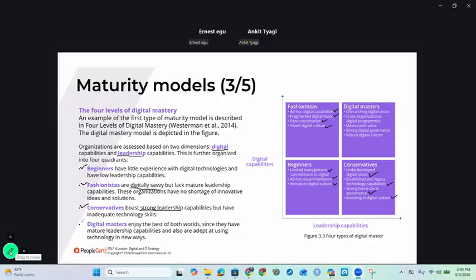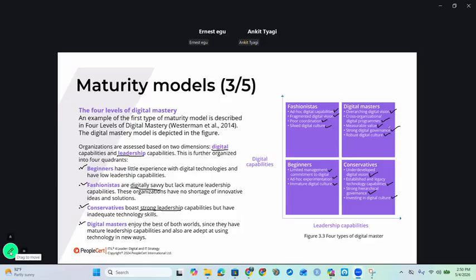Then there are digital masters. Digital masters are the ones that enjoy the best of both worlds, since they have the mature leadership capabilities and are also adept at using technology in new ways. The characteristics of such an organization would be an overarching digital vision, and cross-organizational digital programs would be running. There is measurable value from the initiatives, strong digital governance, and robust digital culture. Whenever we see these kind of characteristics in an organization, they are the ones which are digital masters.